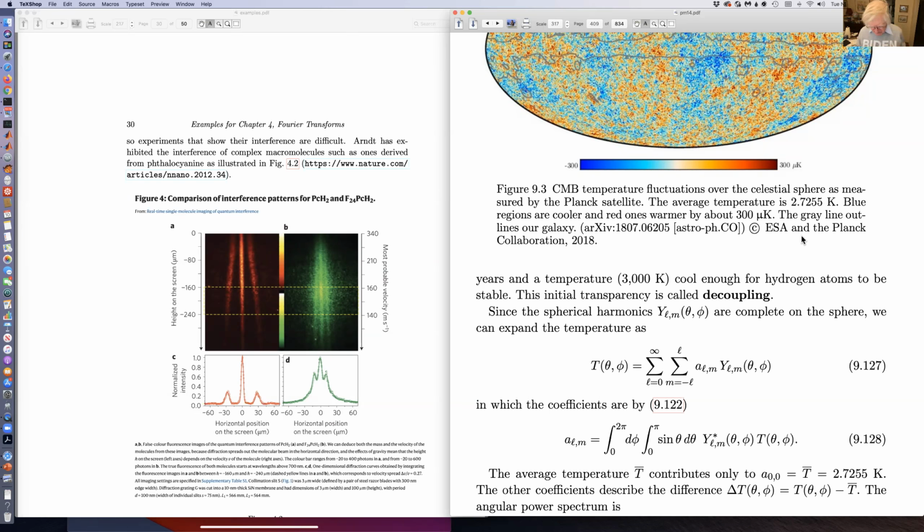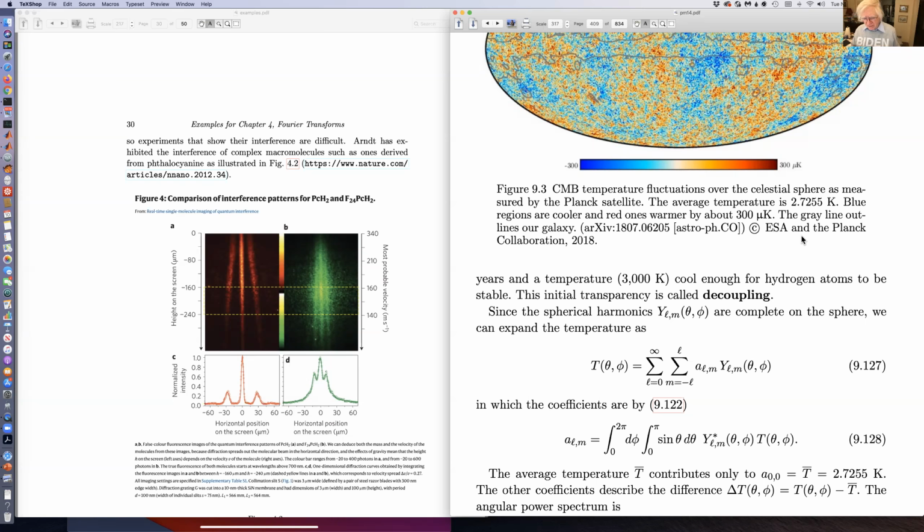But when the universe had cooled enough, and that was basically 380,000 years after the Big Bang, the temperature dropped to about 3,000 Kelvin. Now, of course, that's 1,000 times hotter than the background radiation is now. And that was cool enough for hydrogen atoms to be stable. And this initial transparency is when the photons decoupled from the atoms.